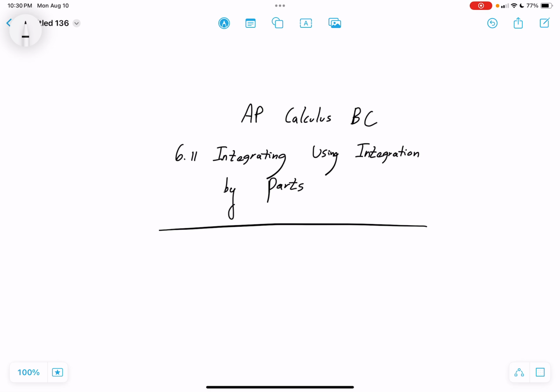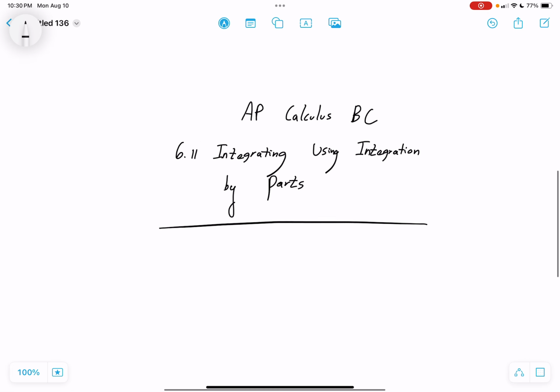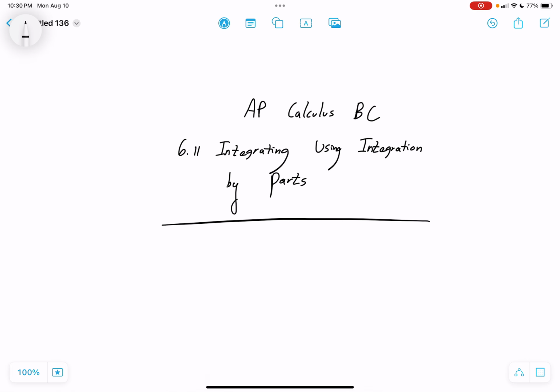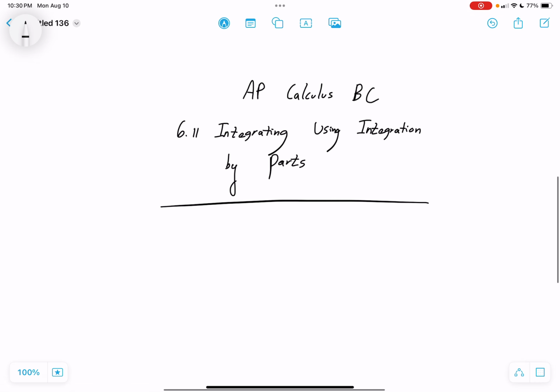This is going to start my series on AP Calculus BC, and I am going to cover all topics in AP Calc BC that are not covered in AP Calculus AB. And the first topic is integrating using integration by parts. This is one of my favorite techniques, and for people who like integrating, this is very fun. So before I go into the integration by parts formula, let's try and prove it.